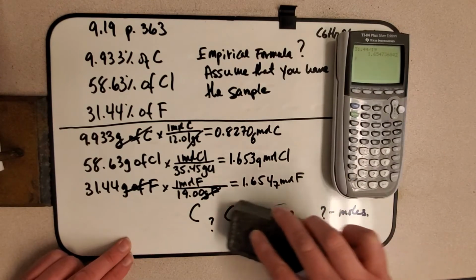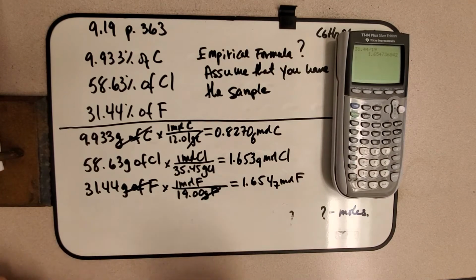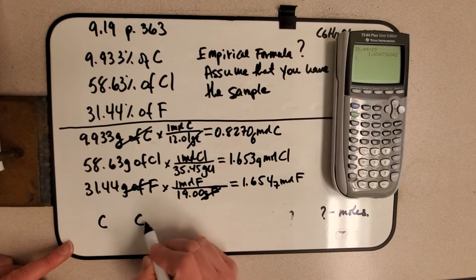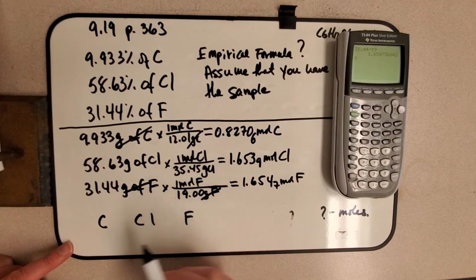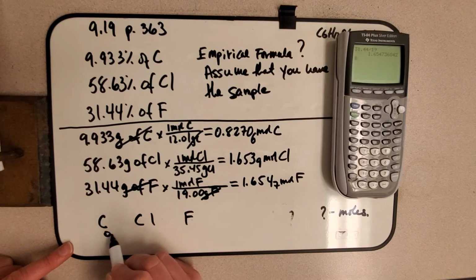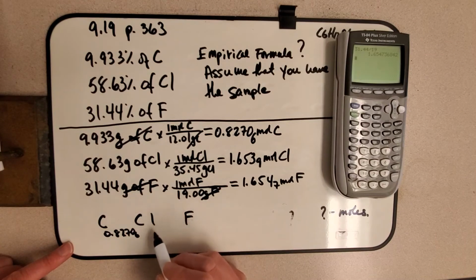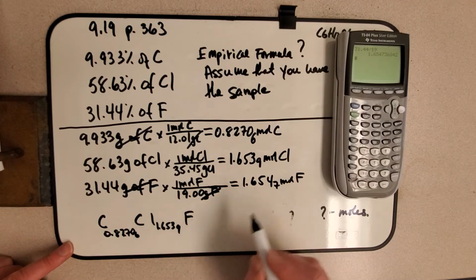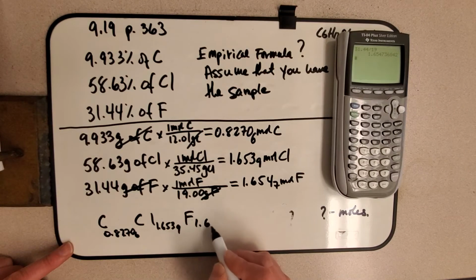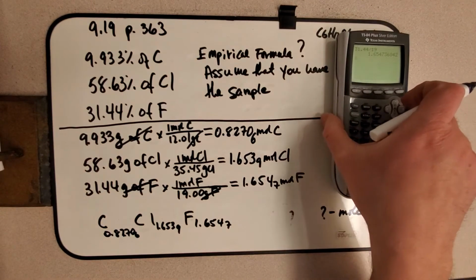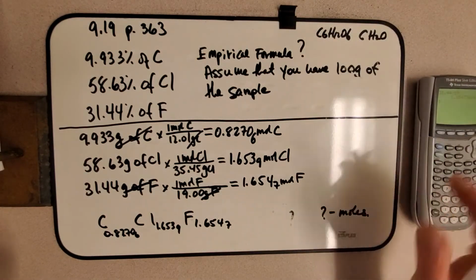So let me just separate these a little further apart. And what I'm going to do now is put Cl, fluorine. Let me fill the moles in here. I was able to figure out that the carbon contained 0.8270, little 6 moles. The chlorine 1.653, little 9. And fluorine is 1.654, little 7.